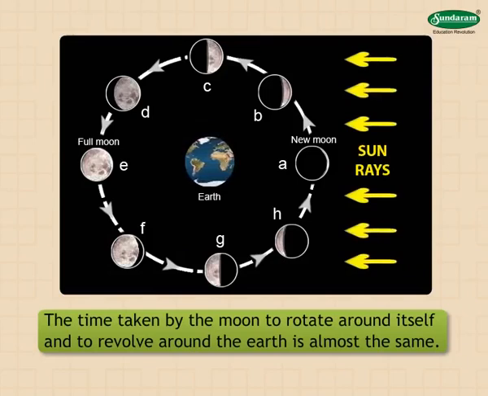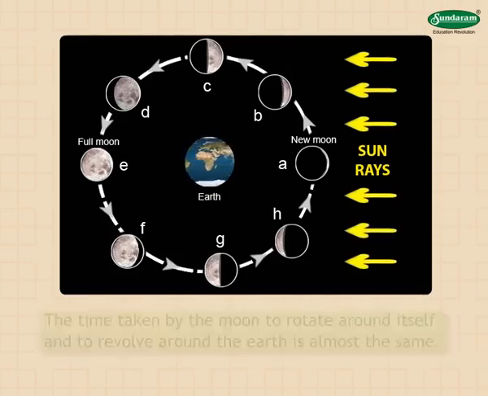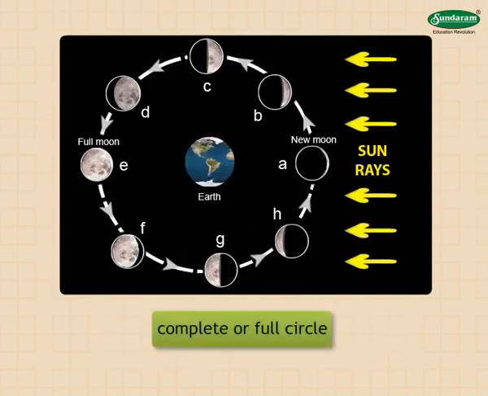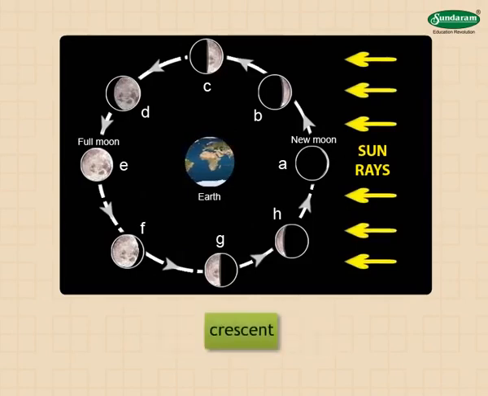As the moon revolves around the earth, its position as observed from the earth always keeps on changing. Therefore, every day we see a change in the shape of the illuminated portion of the moon. These changing shapes of the moon are called phases of the moon. This is how the moon appears in the sky on different days. Sometimes the moon appears as a complete or full circle, or at times it appears as a crescent.